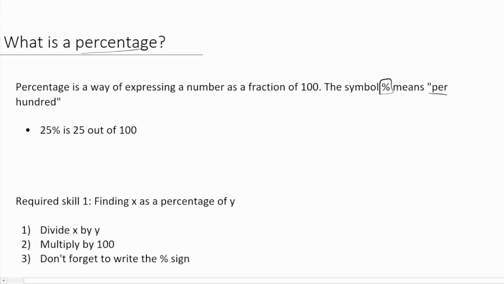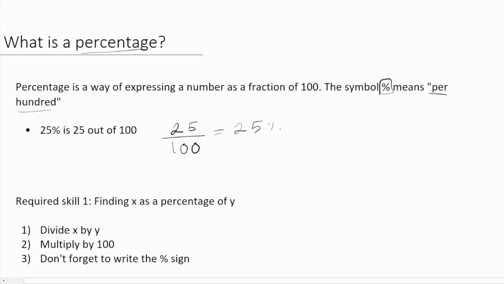So 25% is 25 out of 100. So it's essentially a fraction, like a ratio between a number and 100, really. So you can write this as a fraction. It's 25 over 100. This is the same as 25%, or 25 out of 100.